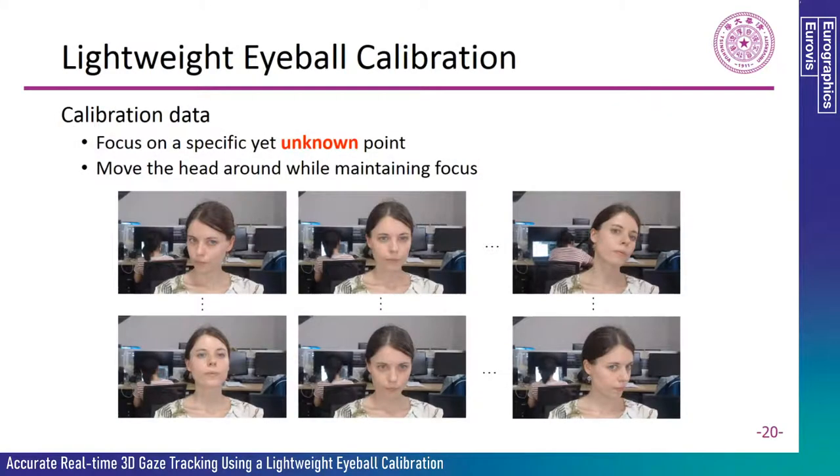In our calibration, the user is asked to focus on a specific yet unknown point in the scene and move the head around while maintaining focus. In this case, all the visual axes in these images intersect at one 3D point. This provides strong constraints for the user's specific eyeball parameters and also the position of that 3D point. So our method can achieve eyeball calibration without the ground truth position of the calibration point.